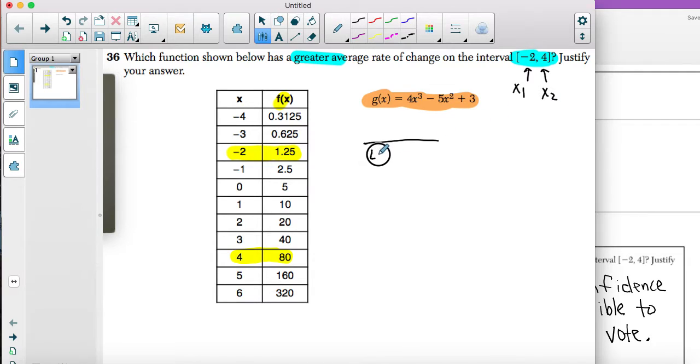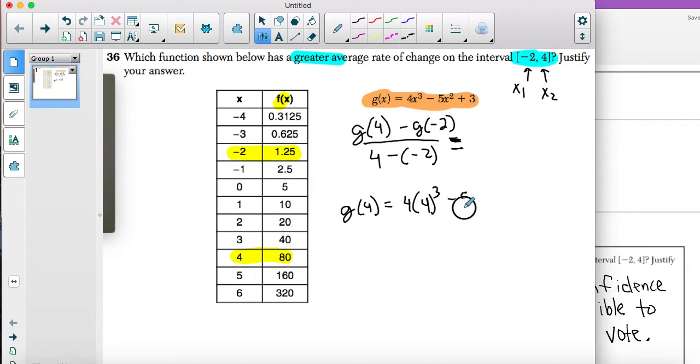So it's x2 minus x1, 4 minus -2, which is 4 plus 2, which is 6. And on top, we have to do g of 4, the corresponding output for 4. So g of x2 minus g of x1, g of -2. Let's find out what g of 4 is, and what g of -2 is. So 4 times 4 cubed, just substituting into the function, minus 5 times 4 squared plus 3. And we're going to find out what that is, and then what g of negative 2 is.